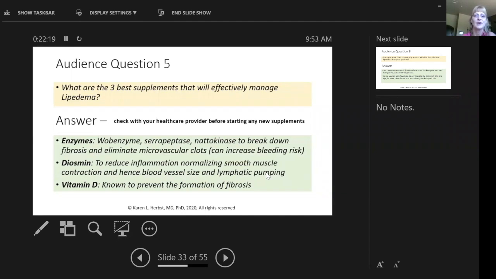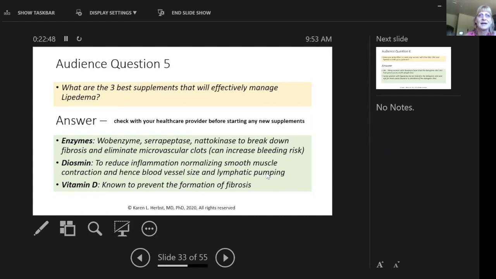Number 5, what are 3 best supplements that will effectively manage lipedema? So I will encourage you to check with your healthcare provider before starting any new supplement. Anytime you take a plant-based material and you put it into a capsule, it essentially becomes a drug, and there are side effects to all drugs. So as of today, it might change tomorrow, but my 3 favorite supplements would be enzymes.